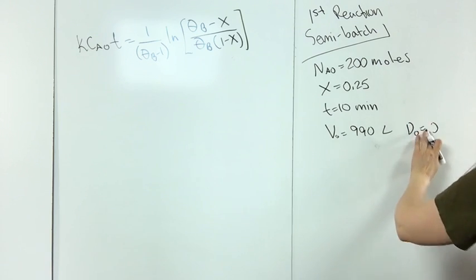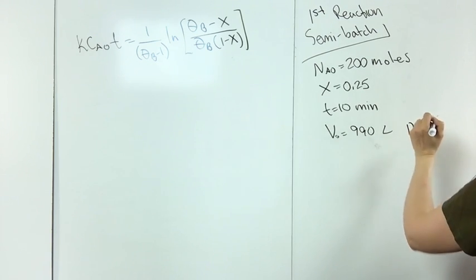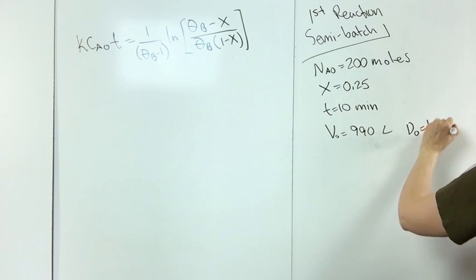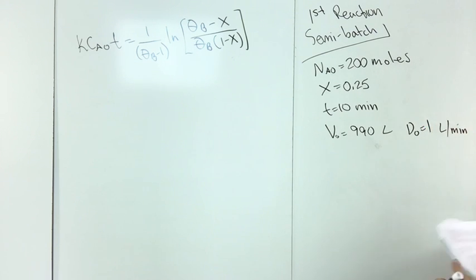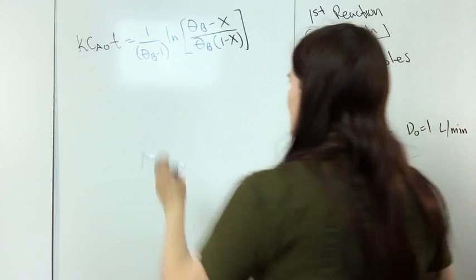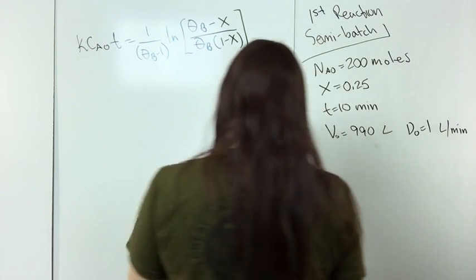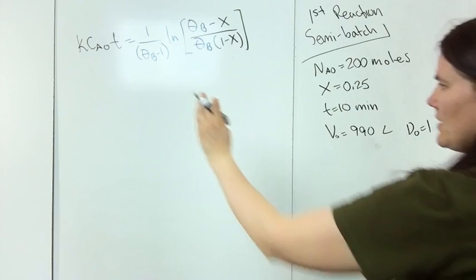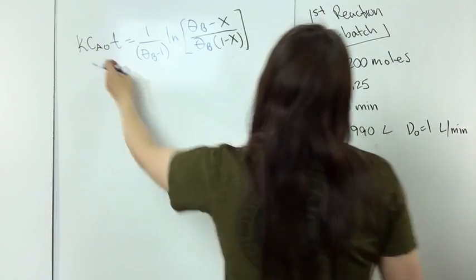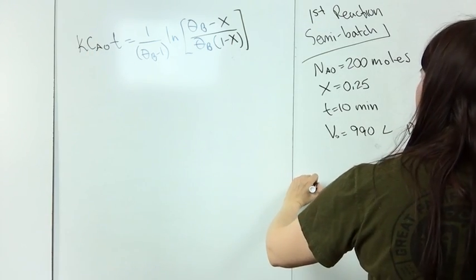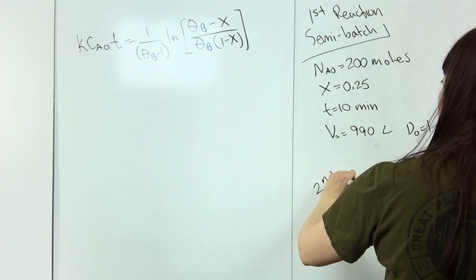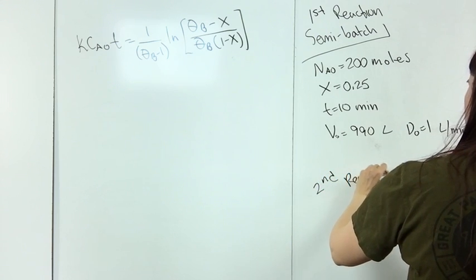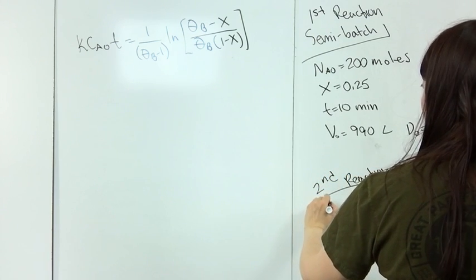So this was 1, so 1 liter per minute. Okay, so for this we need Ca naught, and the Ca naught we're looking for is what we're starting with in the second reaction, which was the batch.